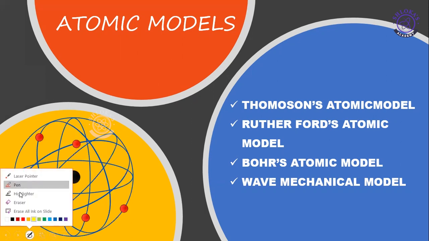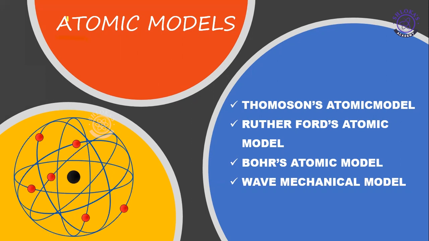So here we have three or four atomic models in total. One by one, we will discuss. What is the atomic model definition? It is a model which represents the complete arrangement of all fundamental particles present inside the atom. That means within the atom, how these fundamental particles, proton, electron, and neutron, are present. To know this arrangement, the scientists started to establish atomic models.